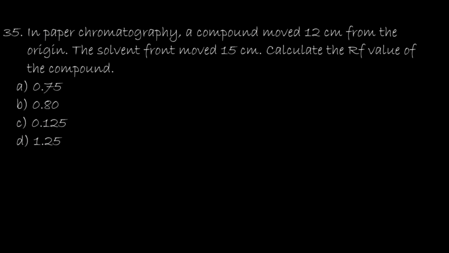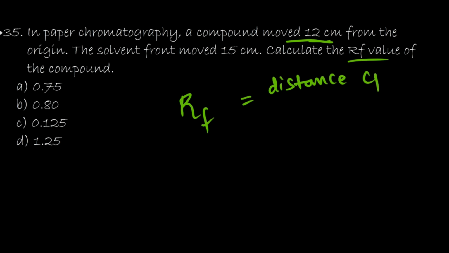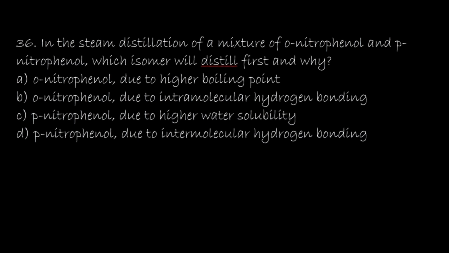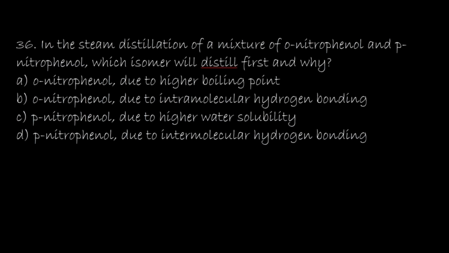In paper chromatography, I have picked this question because I don't want you to lose any of those marks just because of the simple calculation of Rf value. It's nothing but the distance moved by the compound divided by the distance moved by the solvent. So that is our formula. The distance of the compound is 12, and the solvent moved 15, which will give you the value 0.8 as our answer. Very simple question, but since you're not concentrating on POC, you are losing this mark.